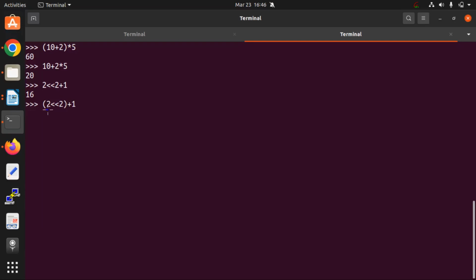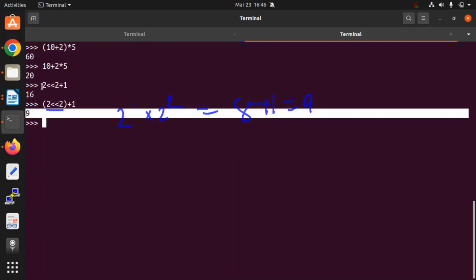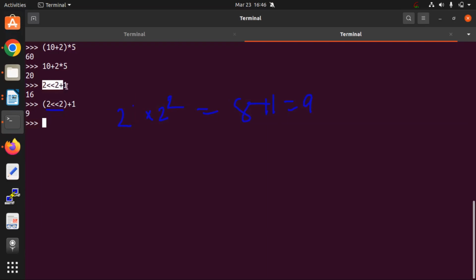So now you're doing left shift of 2 first. So 2 into 2 power 2. That becomes 8 plus 1. You get an answer of 9. Right? So you can see I get 9. So here there was no bracket. So the precedence of operators were taken as plus first and then the shift operator. Here we put bracket. So whatever is inside bracket was solved first and then you get the answer of the plus operation.